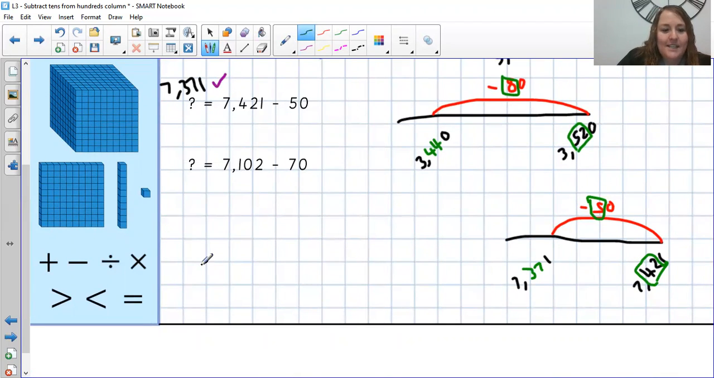Okay, last but not least, my last number line. Something is equal to 7,102. Take away 70.